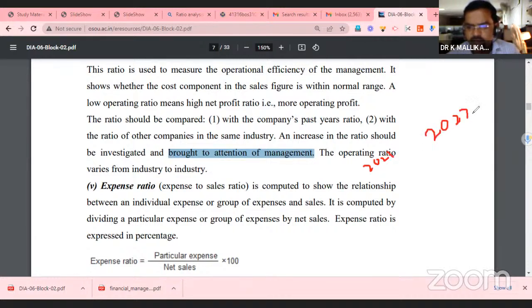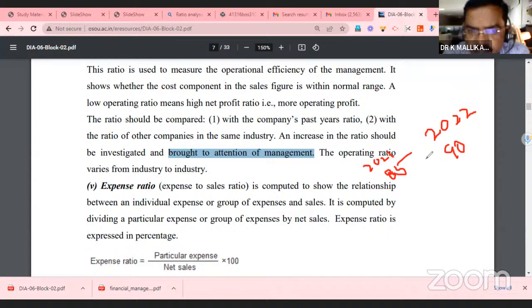Right? So here the operating cost ratio, earlier it is 85%, now it is 90%. What does it mean? Is it good or bad for the firm? Is the company's operational performance good or bad? Previously it is 85%, now it is 90%. Anyone respond, please? Is it good or bad?